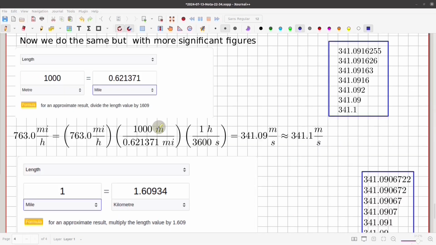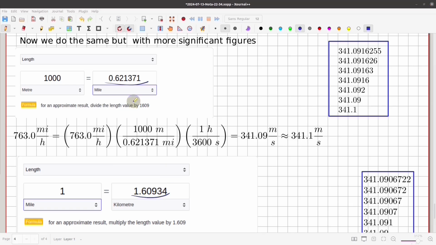To find more precise conversion factors, we can use online tools like Google Unit Converter. Doing so, we find these values. 1000 meters is equivalent to 0.621371 miles, and 1 mile is equivalent to 1.60934 kilometers. Both of these values have 6 significant figures.